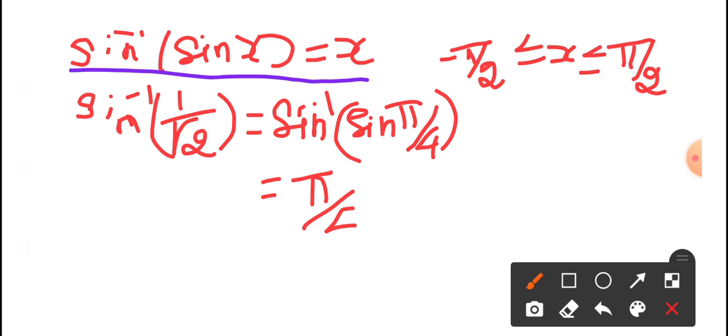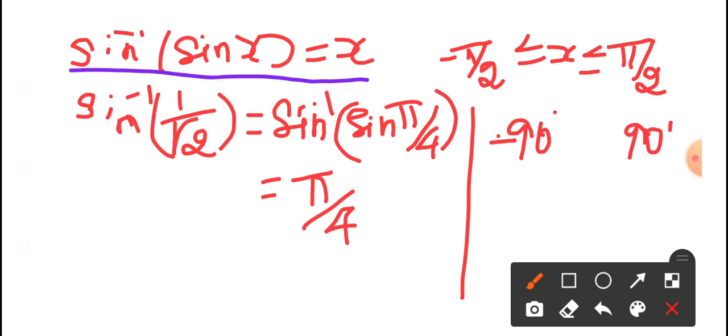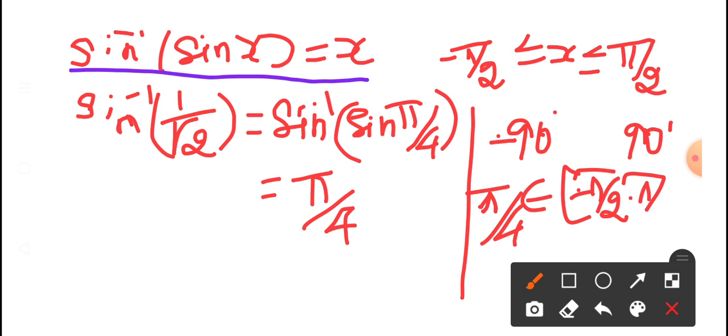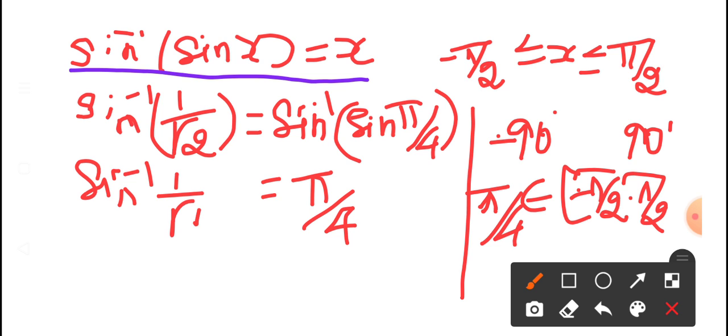But pi by 4, does this belong to minus pi by 2, plus pi by 2? Okay, we check it. Minus pi by 2, what is the answer? That is minus 90 degree. Here pi by 2, that is plus 90 degree. Here pi by 4 means 45 degree. Now 45 degree belongs to this limit. Now pi by 4 belongs to minus pi by 2 comma plus pi by 2. Now sin inverse of 1 by root 2 is equal to pi by 4. Do you understand this step?